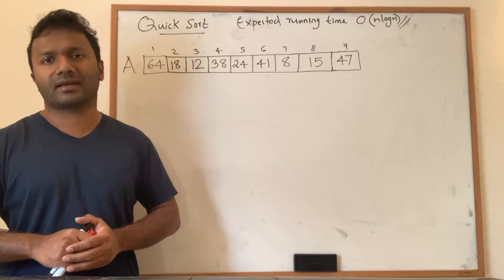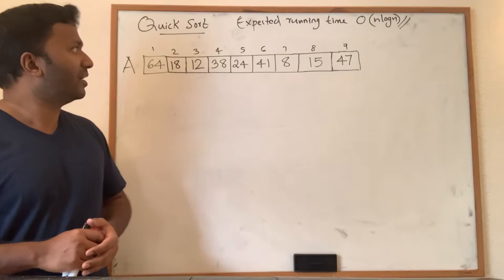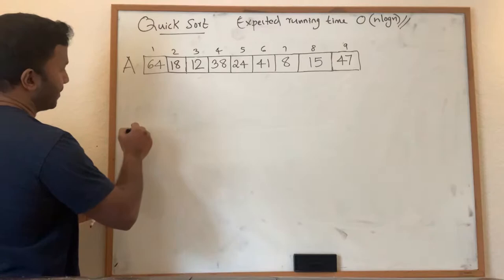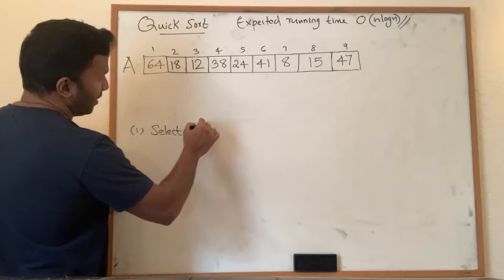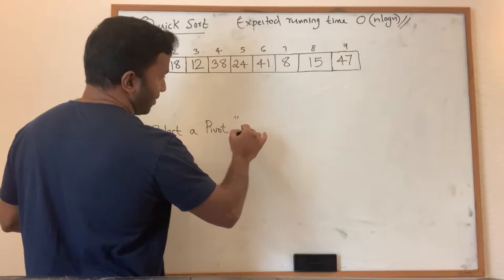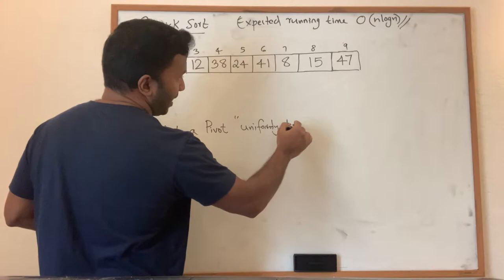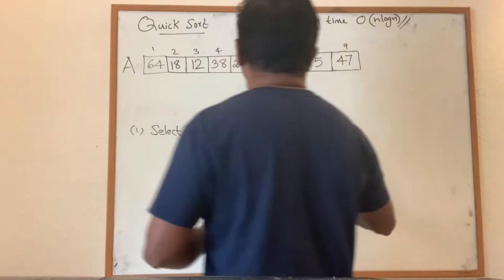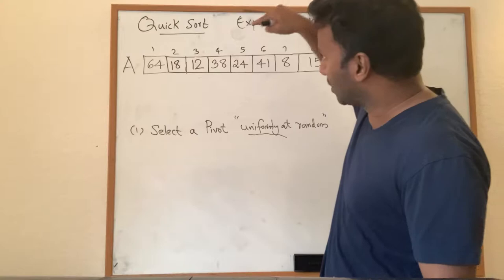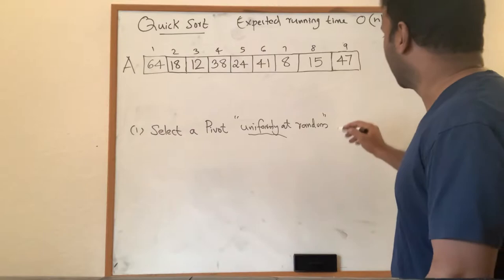Okay, now let's see this more formally. I am going to use this small array as a running example. So the first step is this: select a pivot randomly, or more specifically, uniformly at random, which means the probability that you are going to pick any one of these elements should be the same. The probability that you will pick this element or this element or this element should all be equal to 1 over n.